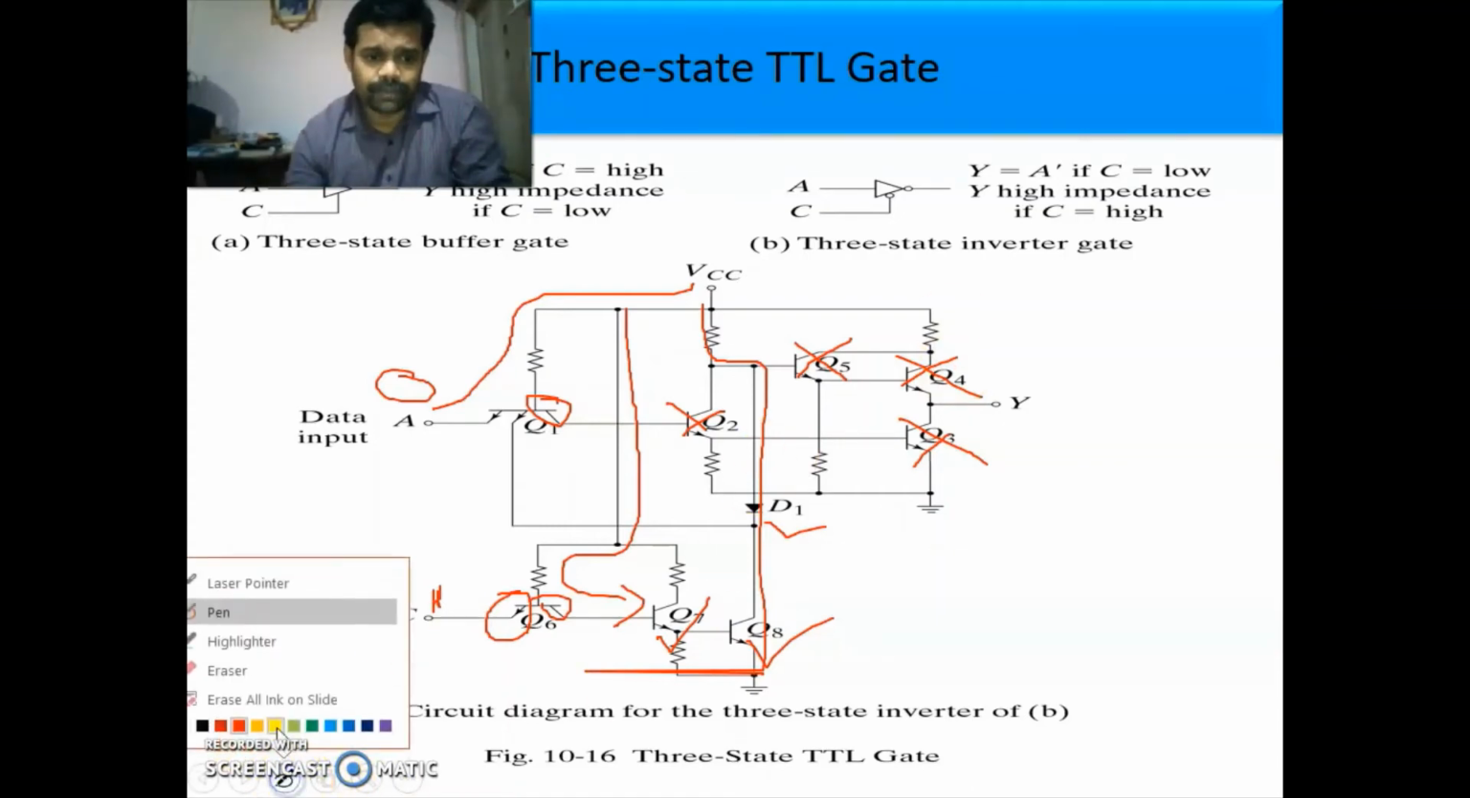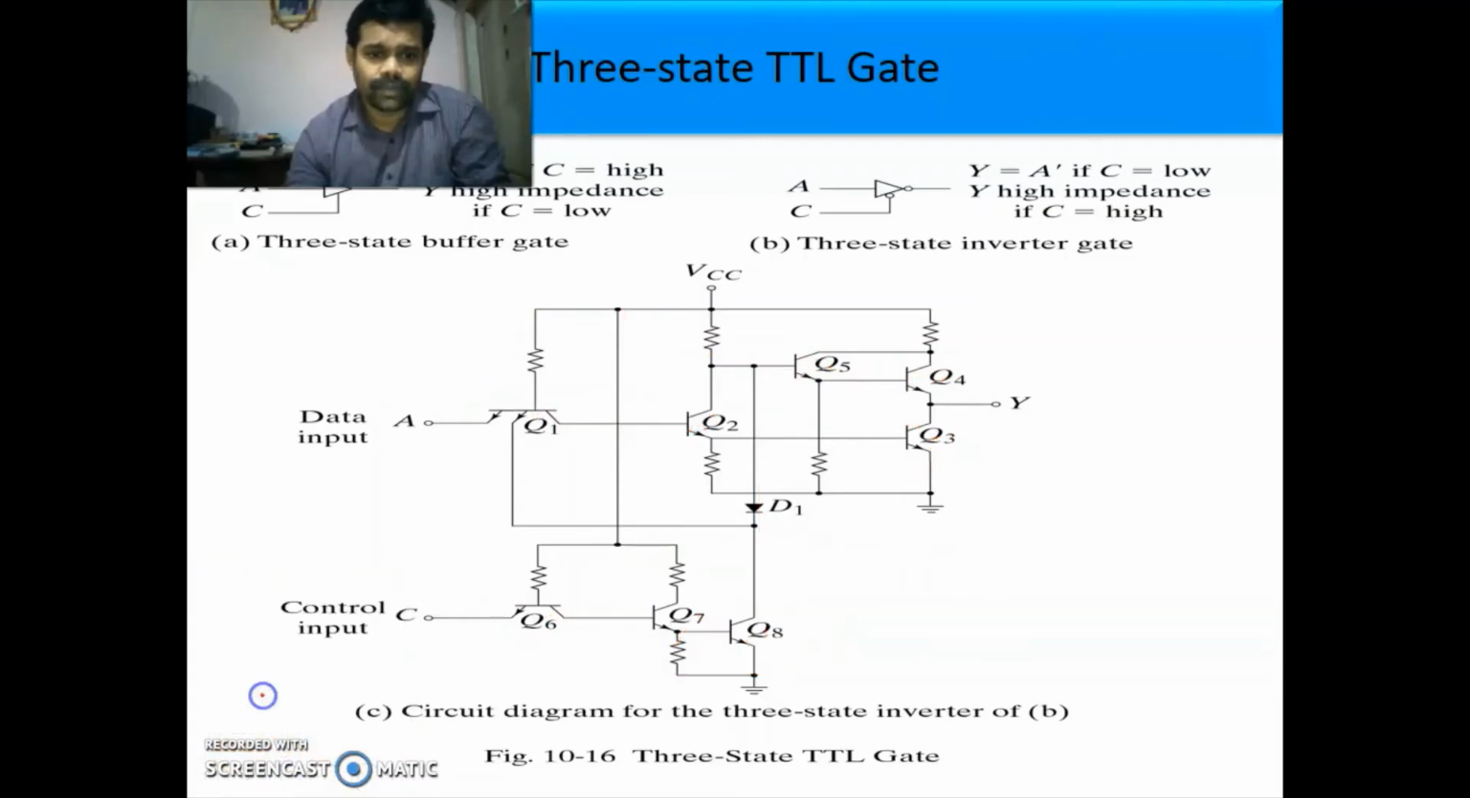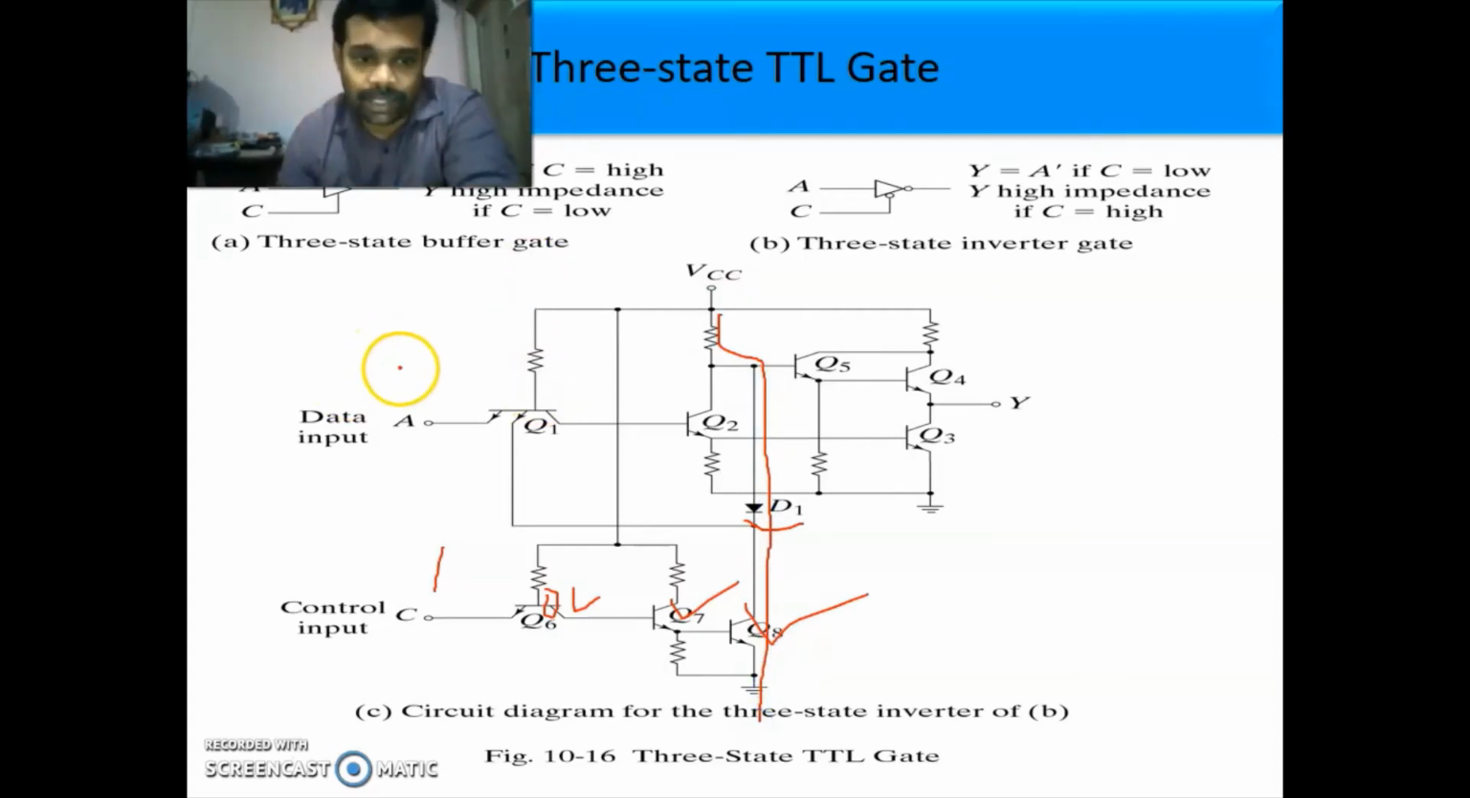Next we are going for the second case. So this is conducting, this transistor is conducting, and this collector base junction is conducting. More current will be flowing in this direction because Q8 is going into saturation. Now you are giving 1. Since you are giving 1, this emitter base junction is reverse biased, but Q1 is forward biased.